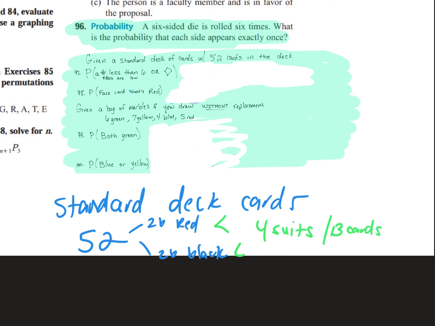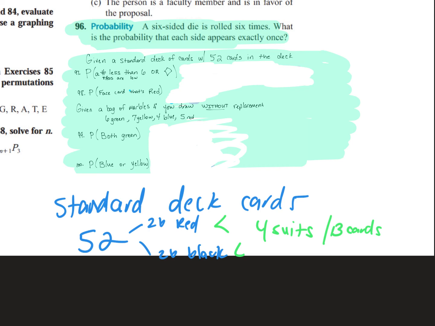If it's without replacement, that means I take it out and I put it in my pocket and there's 1 less. So make sure you read that. With replacement means your denominator stays the same. Without replacement means you took it out and it's 1 less.